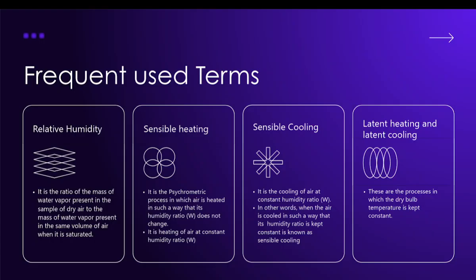Sensible heating is the psychrometric process in which air is heated in such a way that its humidity ratio does not change.